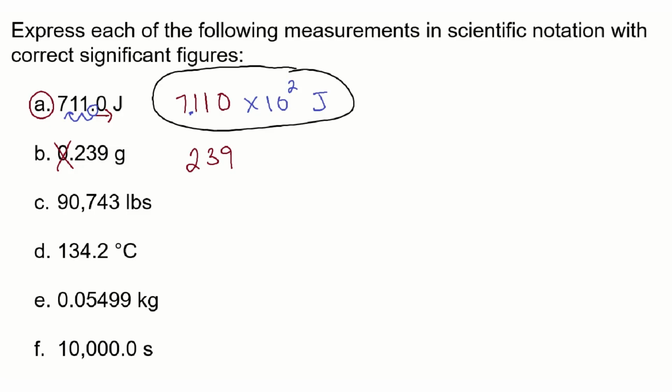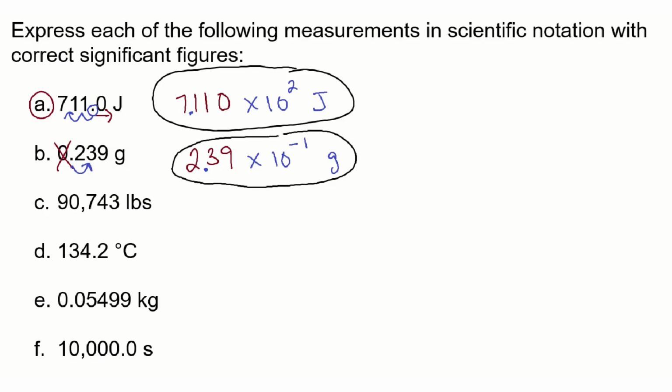Next, we need to move the decimal to make this number greater than or equal to 1 and less than 10. So let's move that decimal between the 2 and the 3. Moving the decimal place to the right means we need to multiply this by 10 to the negative 1. 10 raised to a negative power is the same as dividing by 10 that many times. Let's add our unit, and there's our answer to part B.